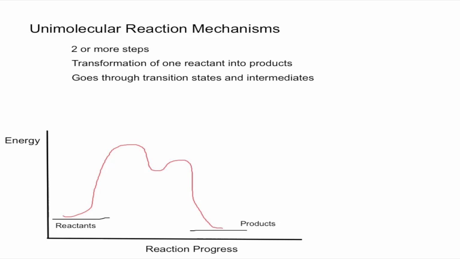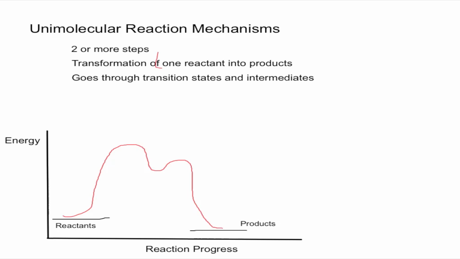In this video, I'm going to talk about unimolecular reaction mechanisms. Reaction mechanisms could be bimolecular or unimolecular. In this video, I'm just going to focus on the unimolecular mechanisms. So, as their names say, unimolecular mechanisms involve the transformation of one reactant into products.